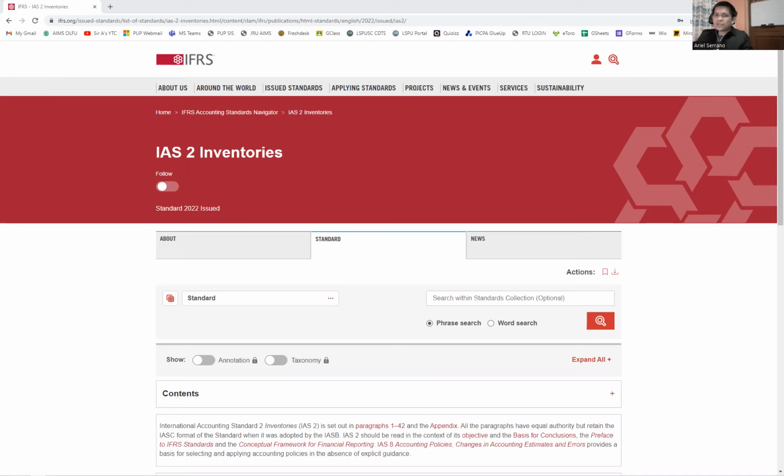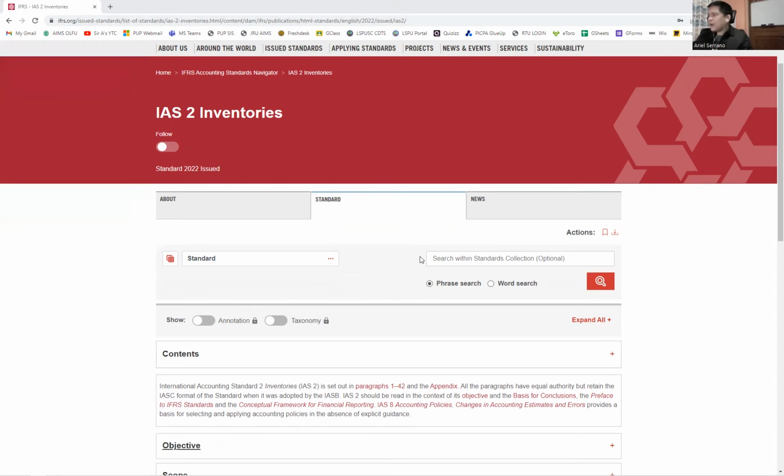But this will be just an overview discussion of the standard. As you will see, we will be directly discussing the content or some of the contents of the IAS 2 on inventories. So you can access this standard if you log in to ifrs.org. You can register on this for free. Now, IAS 2 sets out the standards for the accounting of inventories.